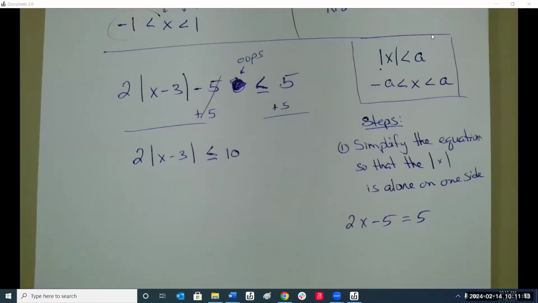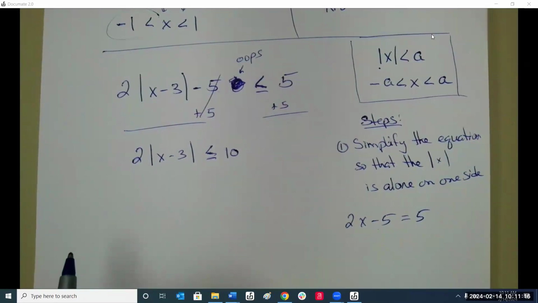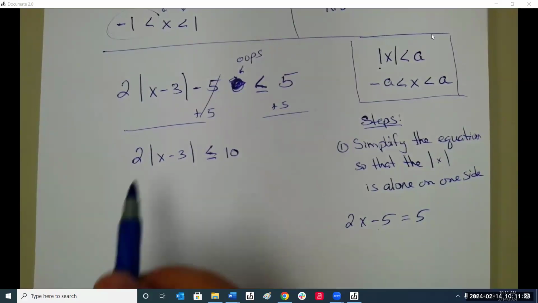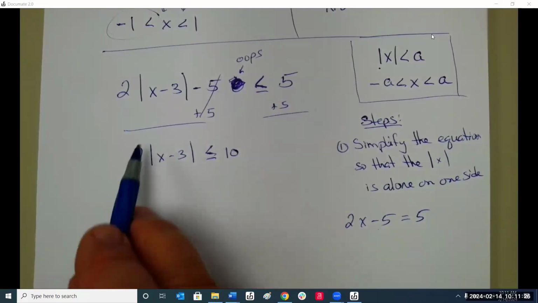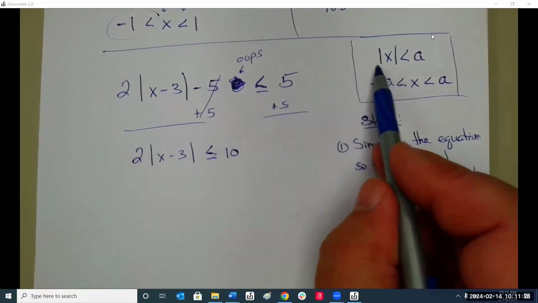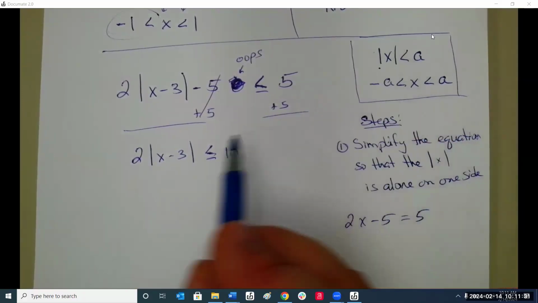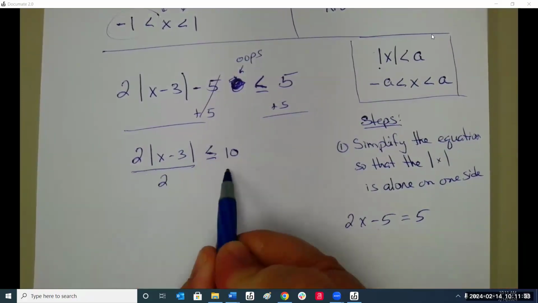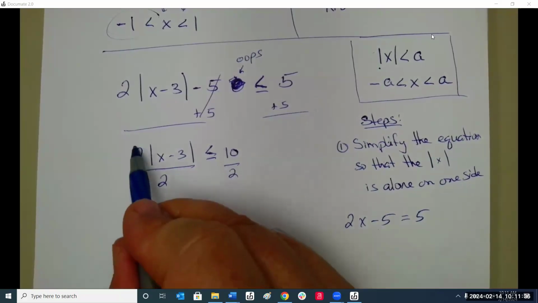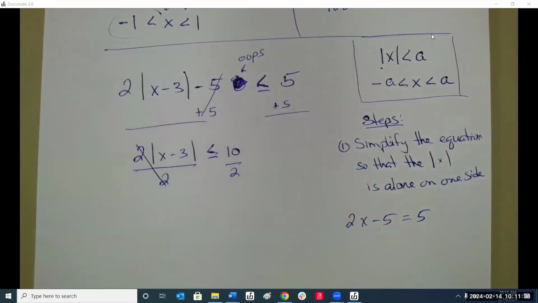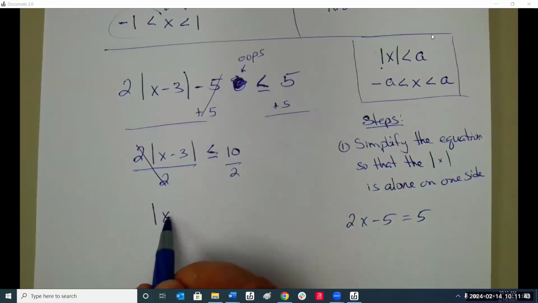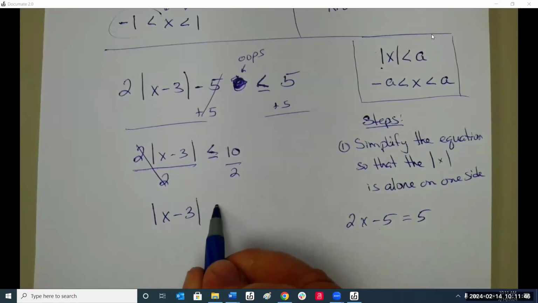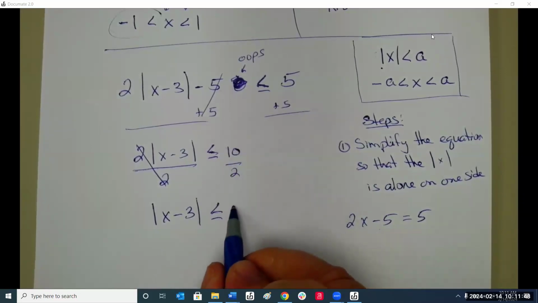Then what? Is the absolute value sign by itself? No, there's a 2 in front. We have to get rid of that, because it has to be naked. So we have to get rid of the 2. There can't be anything in front of it, behind it, above it, below it. Can't be anything anywhere. So we have the absolute value of x minus 3 is less than or equal to 10 divided by 2, which is 5.